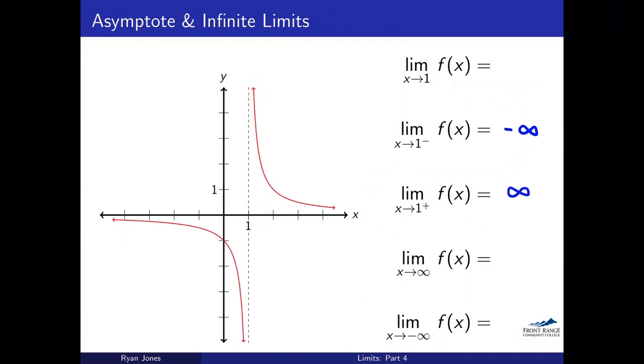That tells me that my limit as x approaches 1 does not exist because my left and right limits are not the same thing. So that's kind of just a little recap on the asymptote limits. Now on this same slide, I have those asymptote limits above this pink line, and I've got infinite limits below the pink line.